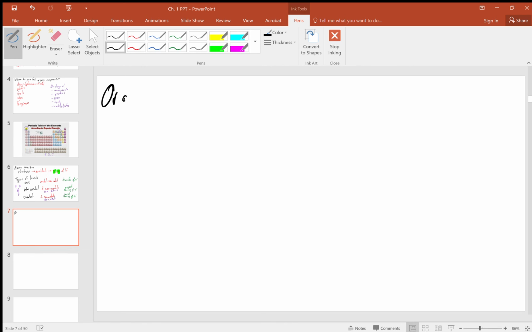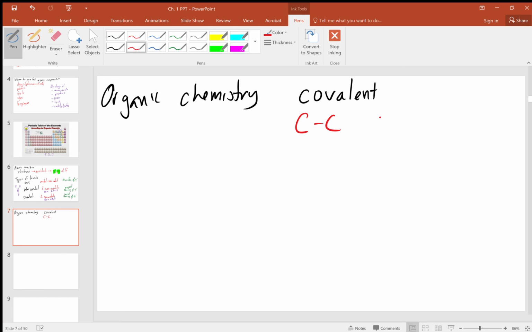So in organic chemistry, the overwhelming number of important compounds are covalent, and those we see everywhere. Carbon-carbon bonds are nonpolar, and carbon-hydrogen bonds are nonpolar. And those make up the overwhelming majority of our molecules. But we also see a fair number of polar covalent bonds as well.